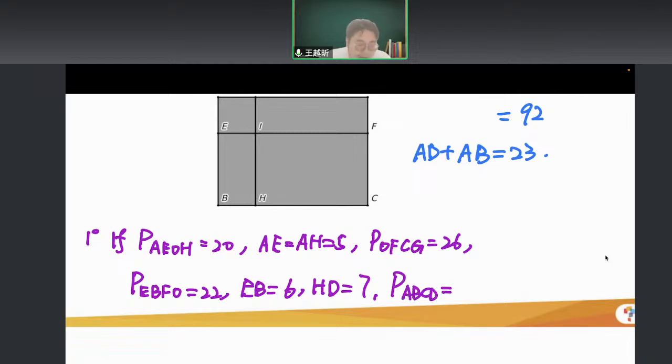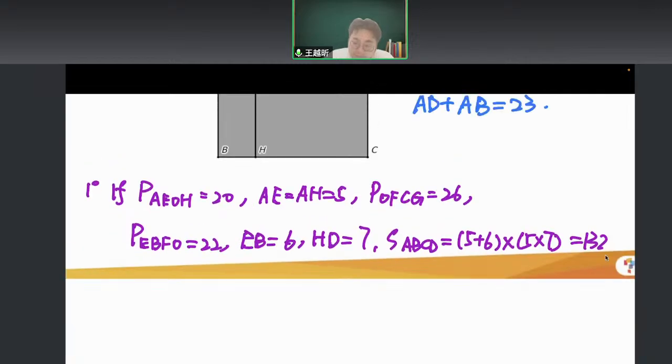It's just 5 plus 6 times 5 plus 7 equals to 132. This one is area, sorry. Right? Okay, so actually all the things are in there.